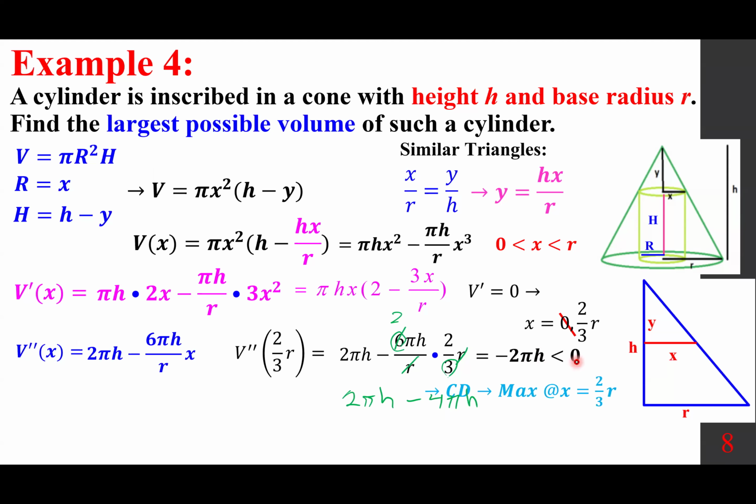So let me erase my work. So the maximum occurs when x is 2/3 r. So find the largest possible volume. We found it when x equals 2/3 r. Now, what is the volume? Plug in to the volume formula.